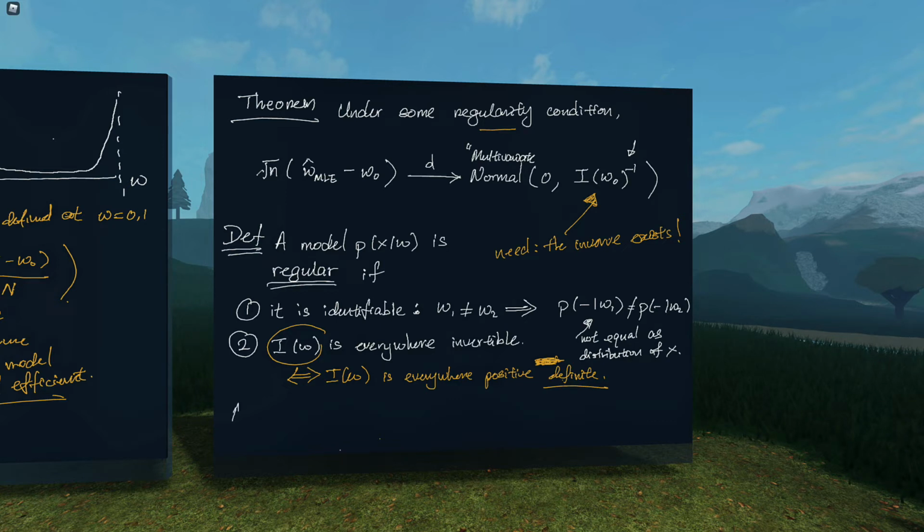And here we can define what singular models are. A model is called strictly singular if it is not regular. So if it violates one of those two conditions. And singular models is just an umbrella term that encompasses both the regular models and strictly singular models. Any question at this stage? Let's move to a new board.